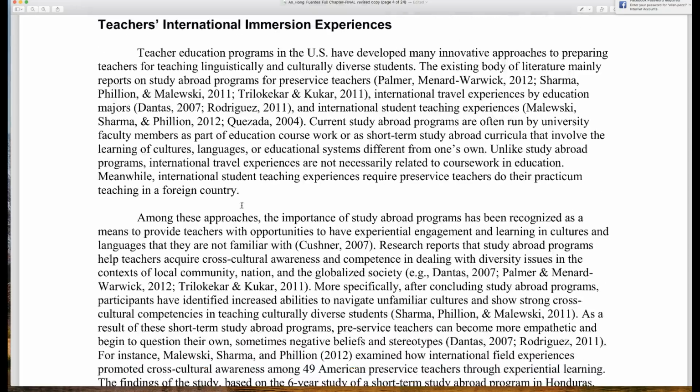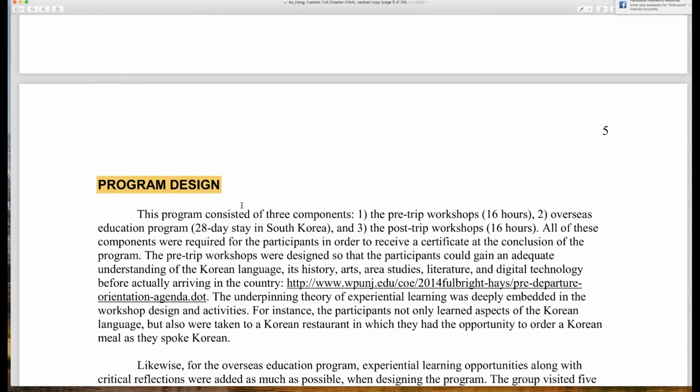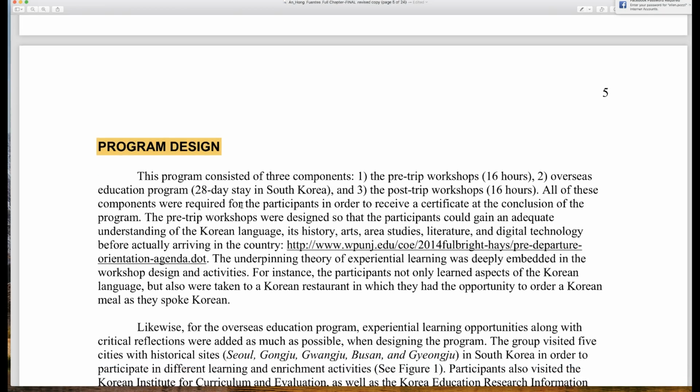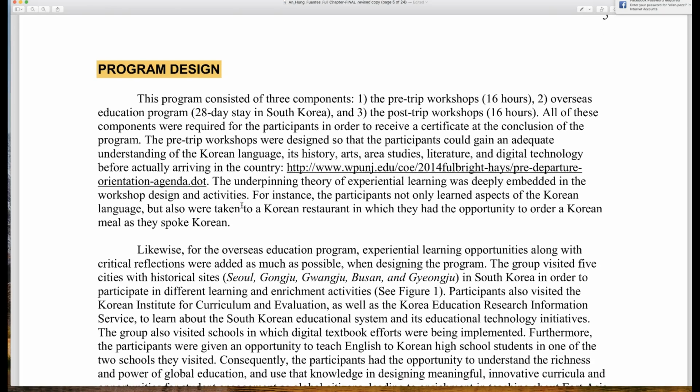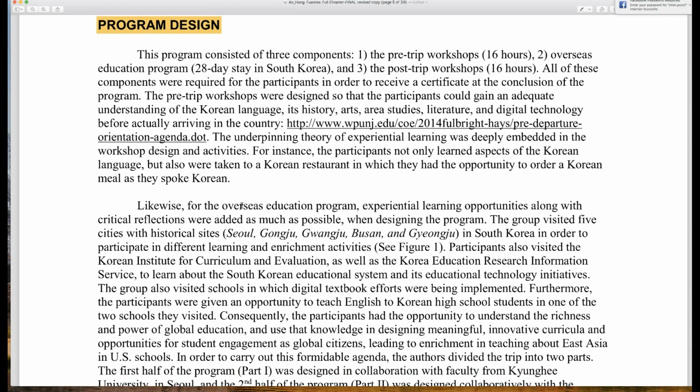It often depends on how many pages, what's your word count in a chapter or in an article. You need to compress some of this material in order to fit it into the constraints of the space. Here you're not going to have to do that. So what they're calling program design here is actually the methodology, because they're talking about how they design this program, which is their study basically.